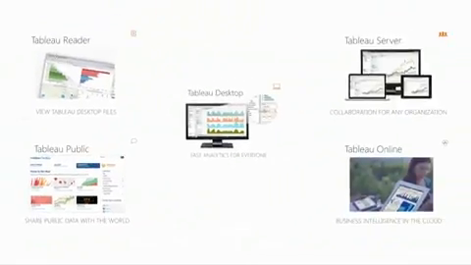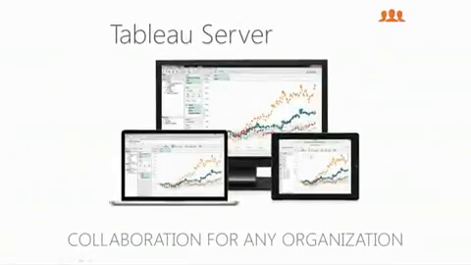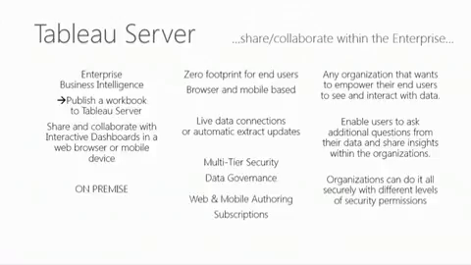So we covered the two products on the left. Free products, great tools that have their use cases, but obviously from what we saw so far, they're not enterprise solutions. So let's have a closer look at the ones on the right. First of all, Tableau Server. Tableau Server is the future of enterprise business intelligence. It's very easy to set up and even easier to run or administer. In fact, we let you download the trial from our website, so you can easily try it out for yourself.